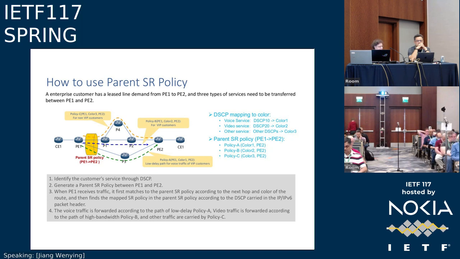For example, an enterprise customer has a leased line demand from P1 to P2. Then three types of services need to be transferred between P1 and P2, such as voice service with low delay requirement, video service with high bandwidth requirement, and other services. First, the different services are identified through DSCP, and each DSCP maps to a different color, such as color 1, color 2, and color 3.